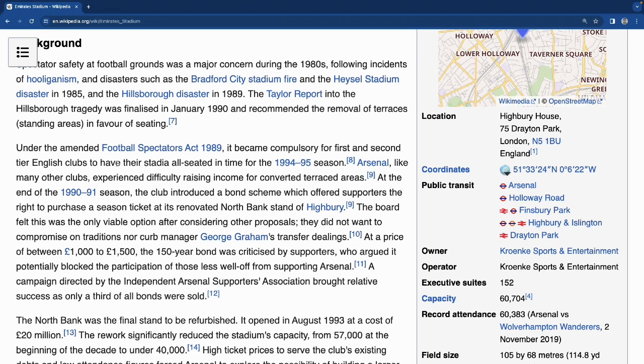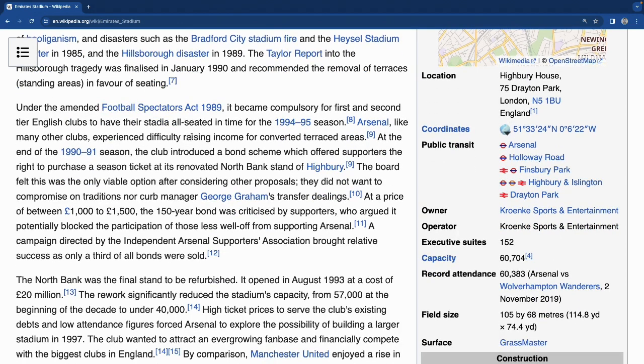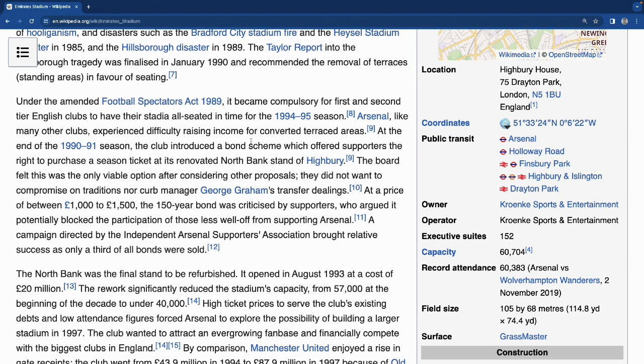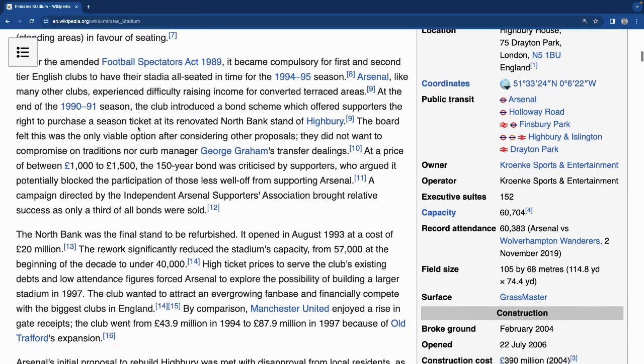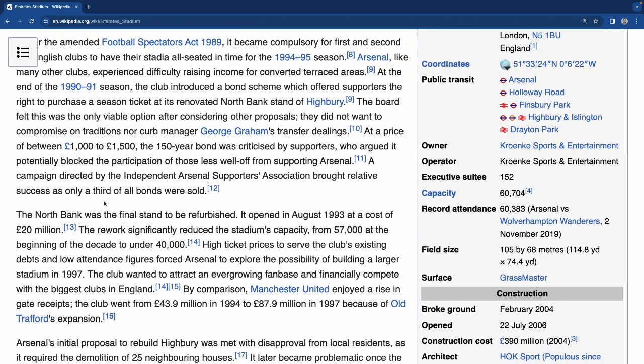First and second club to have stadia all seated in time for the season. Like many other clubs, they experienced difficulty in raising income for converted terrace areas. The club introduced a bond scheme, offering supporters the right to purchase a season ticket as it renovated the stand. So this was the only viable option. They did not want to compromise the tradition, so they sold, maybe 1 year, 2 year season tickets. You can go in anytime you want, okay?